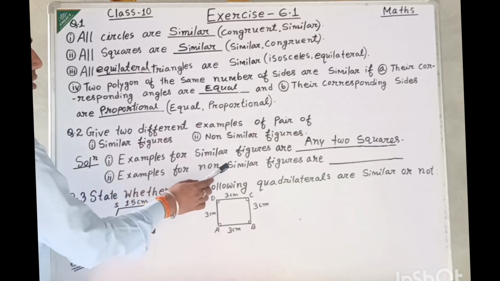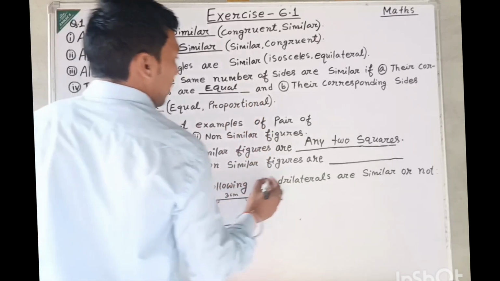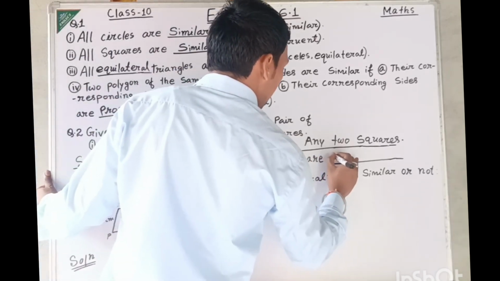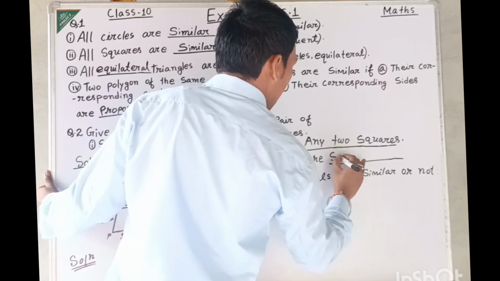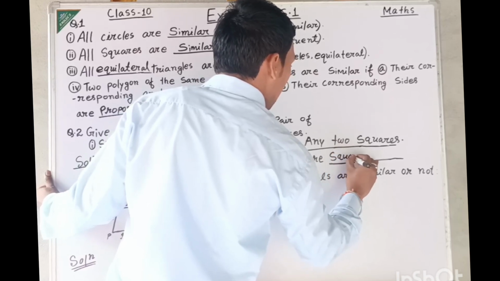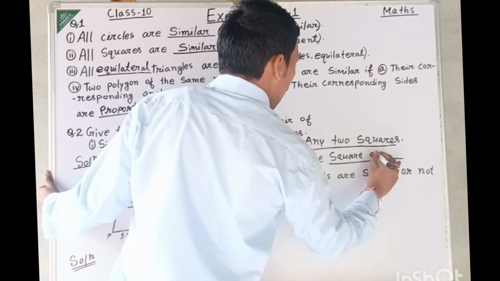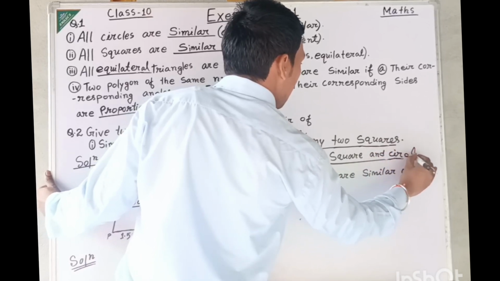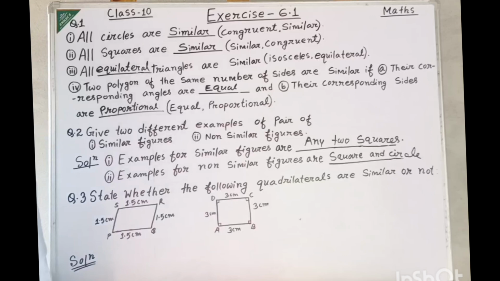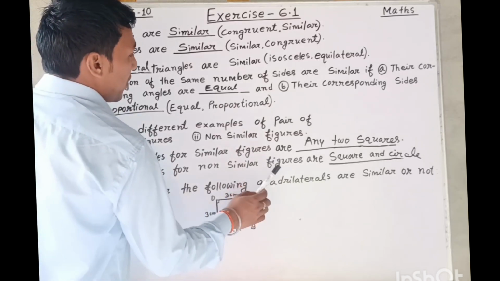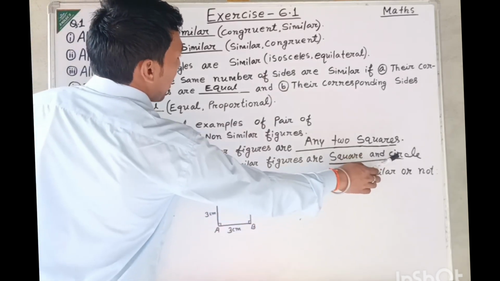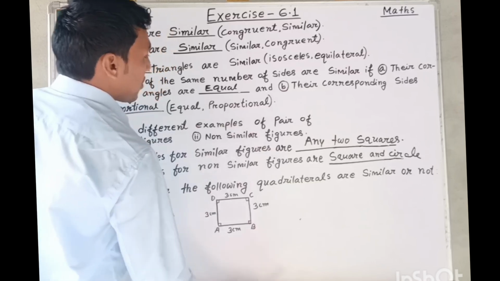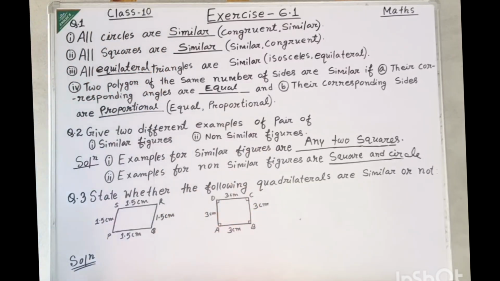Example for non-similar figures: square and circle. So example for non-similar figure are square and circle. They don't look the same with each other. So this is the example for non-similar figure.